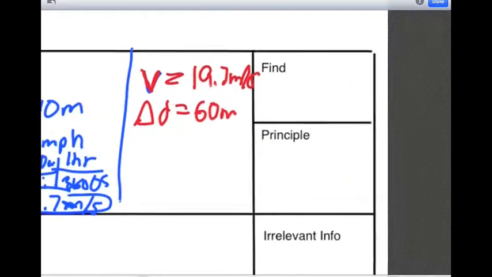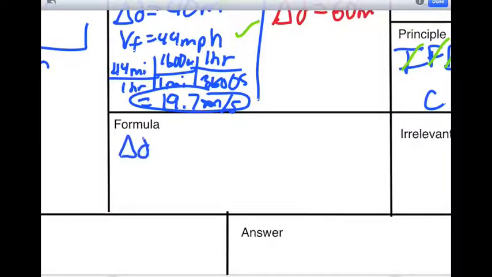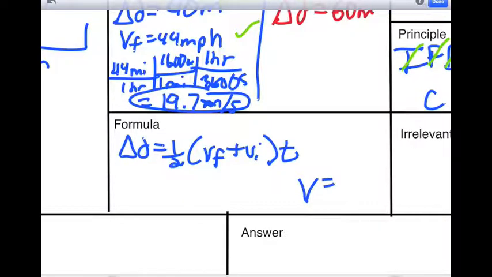So I would say, okay, which one of these equations doesn't have acceleration? The equation that doesn't have acceleration is delta D equals 1/2 (VF plus VI) T. But I also have to use the constant velocity equation, which is V equals delta D over T. So we actually have to use both of those equations in this case.